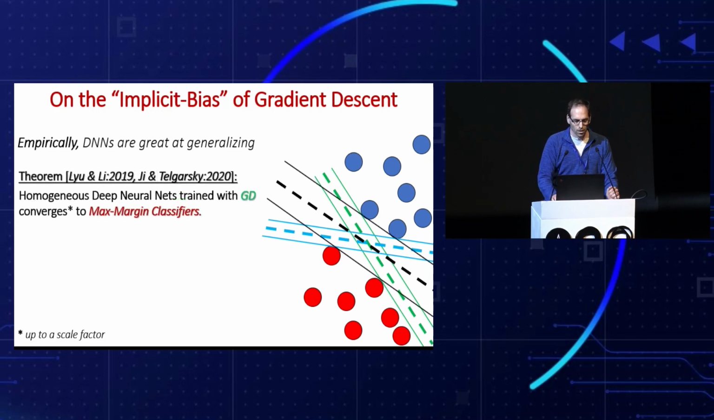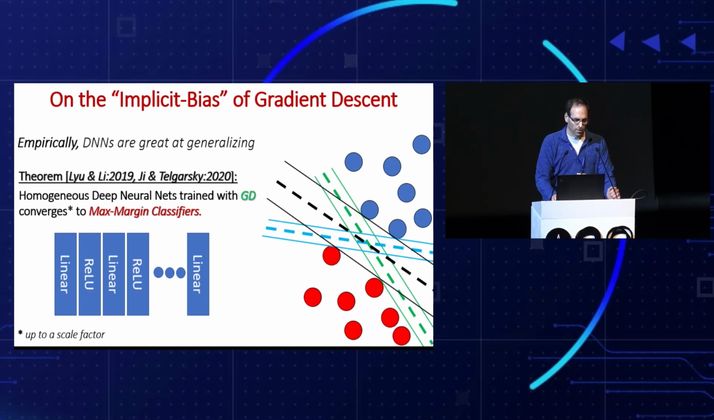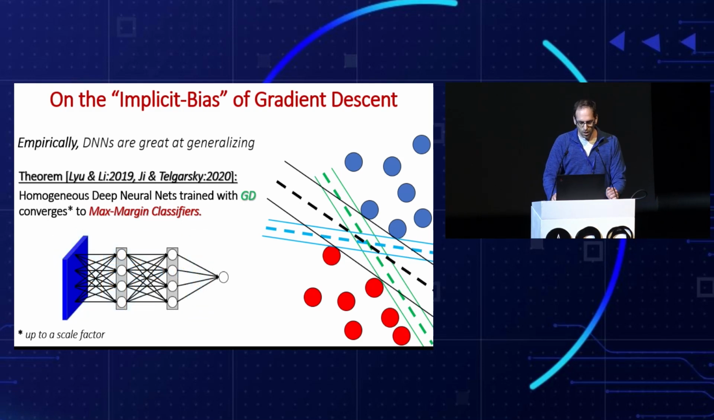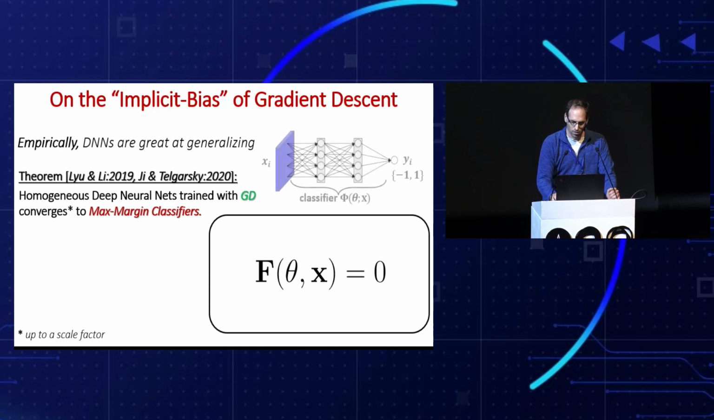It was later extended to deeper homogeneous neural networks. By homogeneous, I mean a very large class of architectures that include also a stack of linear layers and ReLU functions. This is a very popular architecture. In our work, we focus on such binary MLP classifiers. Other than converging to a solution that generalizes very well, it also can be specified by a set of equations.